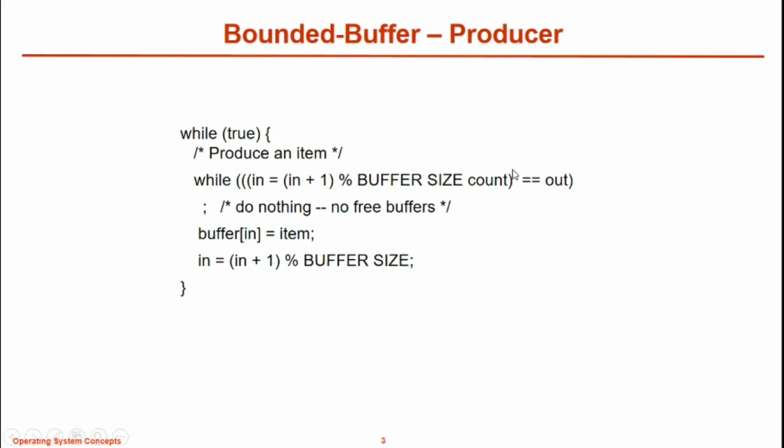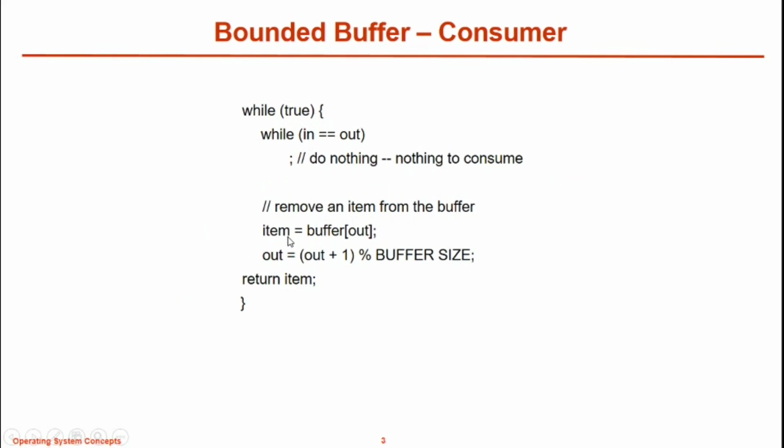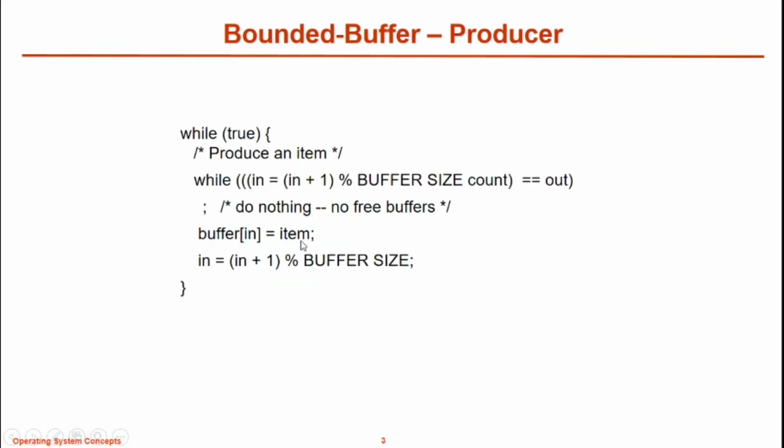Look at the producer. Producer means process A. Process A produces an item, and while in is equal to A, they use the circular queue. If in is equal to out, then there is no free buffer to share the data. If this test fails, then buffer[in] is equal to the item, that is, process A produces some data that is put into the buffer at in, then increment the buffer index: in is equal to (in plus 1) modulus the buffer size.